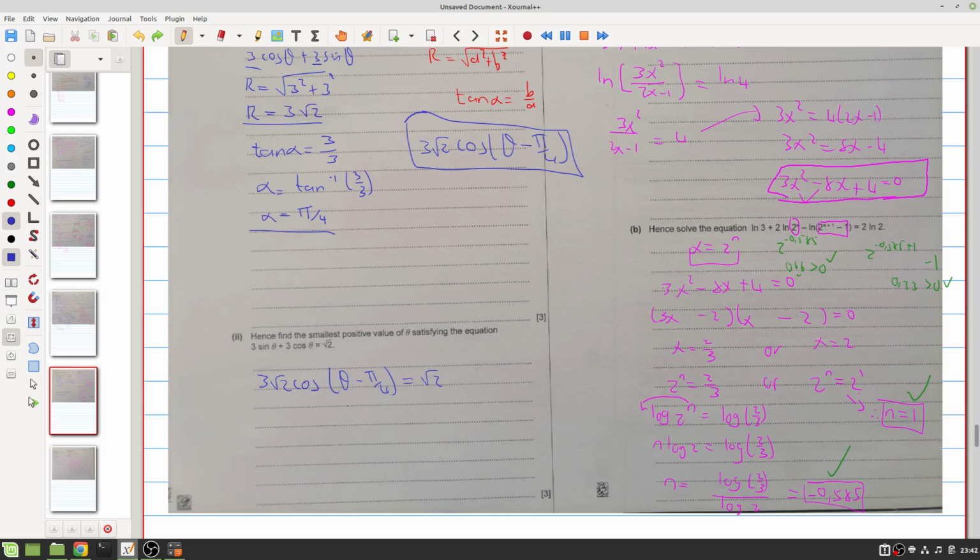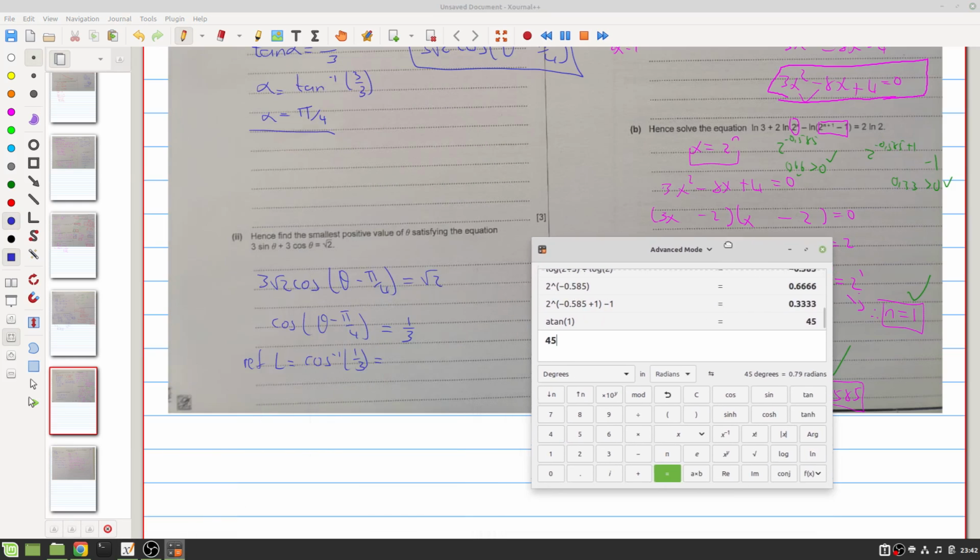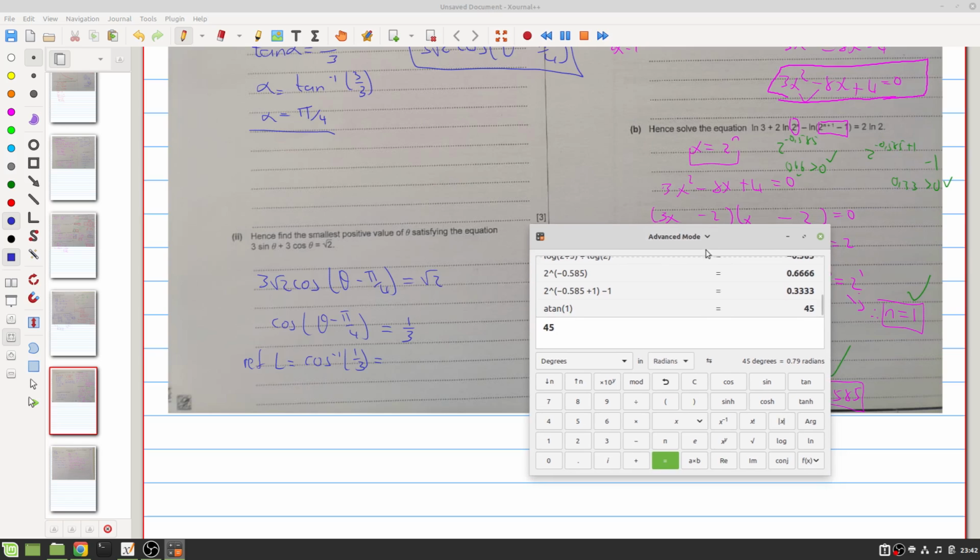Now we need to solve for theta. Let's first divide both sides by 3 root 2, so we get cos(theta minus pi over 4) equals square root 2 divided by 3 square root 2, which is 1 over 3. Now our reference angle equals arccos or shift cos of 1 over 3. We're working in radians still. So how do I get this into radians?